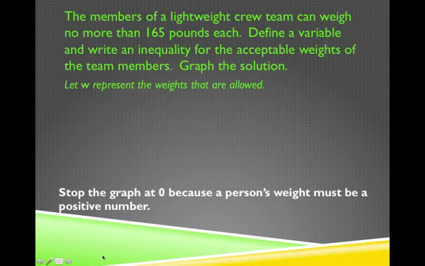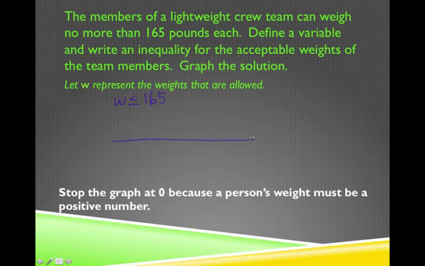All right, so now I'm going to take a real-world example. The members of a lightweight crew team can weigh no more than 165 pounds each. I need to define a variable and write an inequality for the acceptable weights of the team members, and I'm going to graph that solution. So I want to let W equal their weight, and I'm going to say that W is less than or equal to 165 because it said no more than. So they could be 165, just nothing greater than 165.